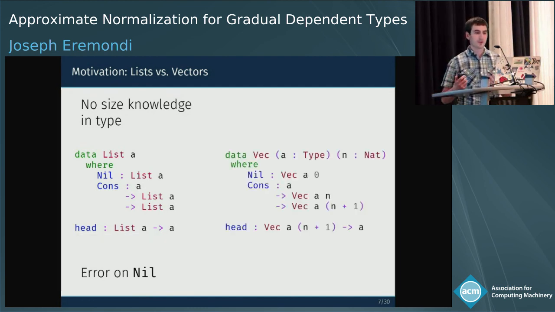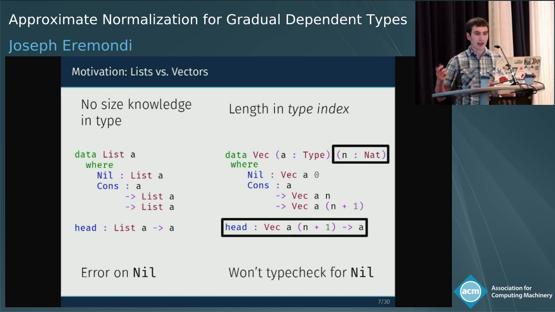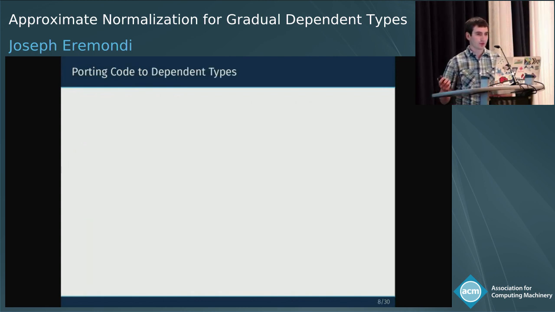If you give it an empty list, it will raise an error. Whereas the dependently typed version of this says that we are going to keep the length of the vector as an index. So now it depends on this value. And our head function becomes total because we restrict its domain to be only non-empty lists. And so if you try to give this nil, it won't even type check.